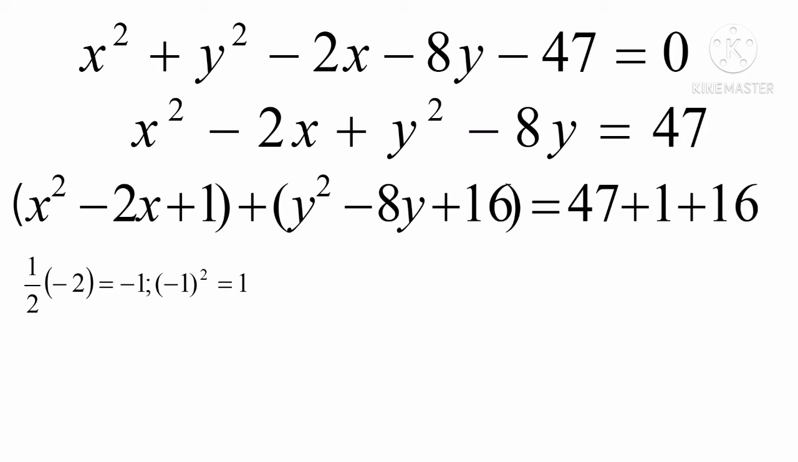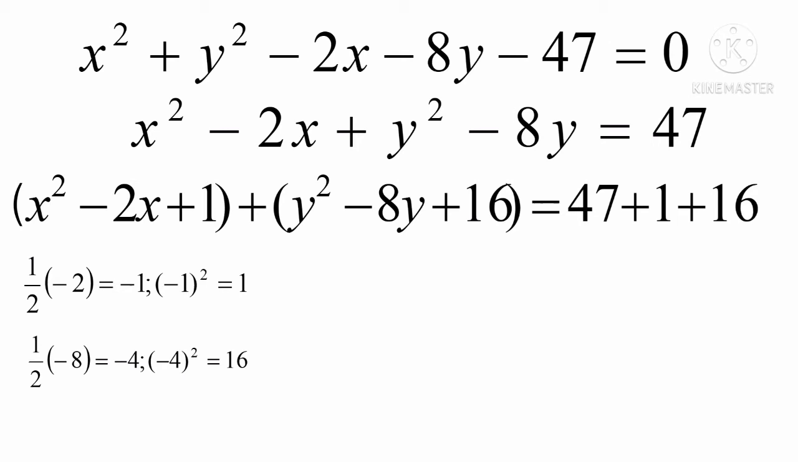Now the other variable, y squared minus 8y. For this middle term, negative 8, half of it is equal to negative 4. And then multiply by itself, negative 4 times negative 4 equal to positive 16. So again, you will add positive 16, and then on the right side, you will add also positive 16. So we will have now the quantity x squared minus 2x plus 1 plus the quantity y squared minus 8y plus 16 equal to 47 plus 1 plus 16.